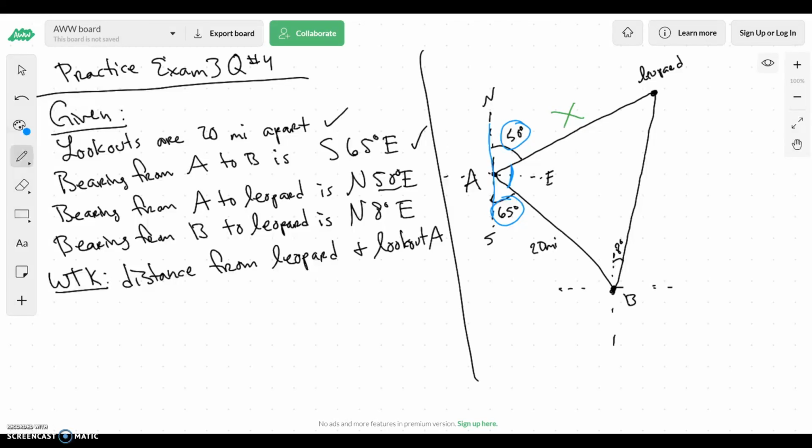In order for me to find this angle, I have to subtract everything from 180. It's going to be 180 minus 115. That's going to give me 65. So this middle angle is going to be 65 degrees. Okay. Now, I need to figure out what this one is. So let me color that one in red. Okay, I need to figure out what that is.